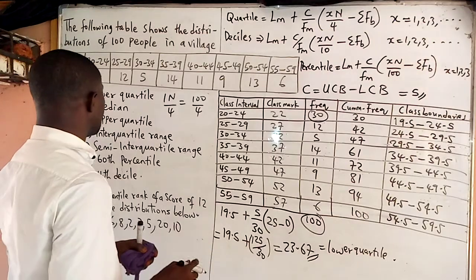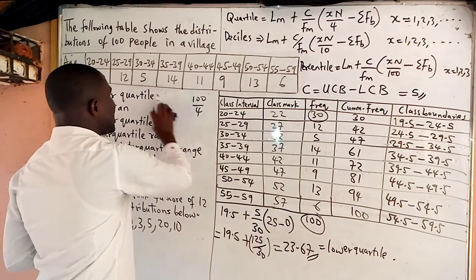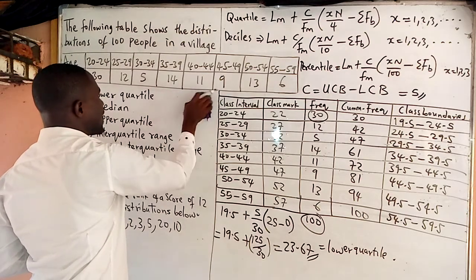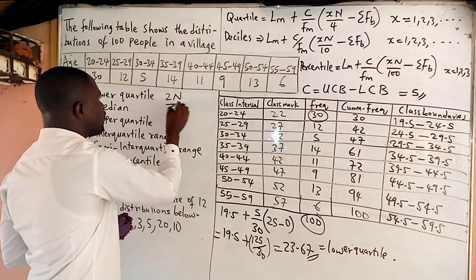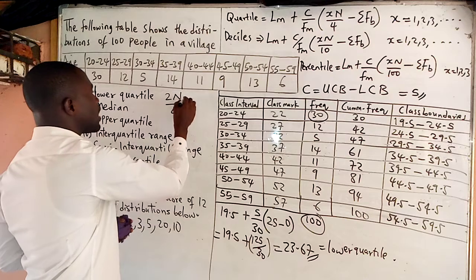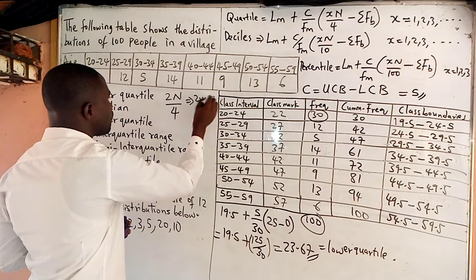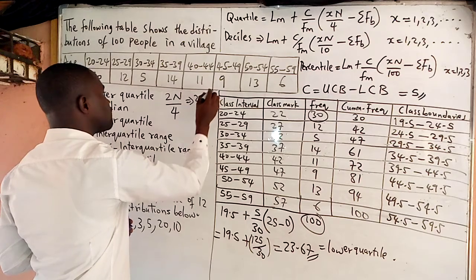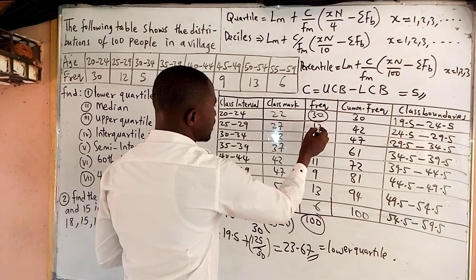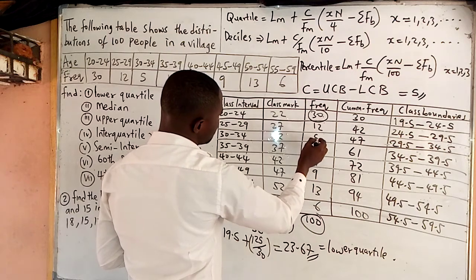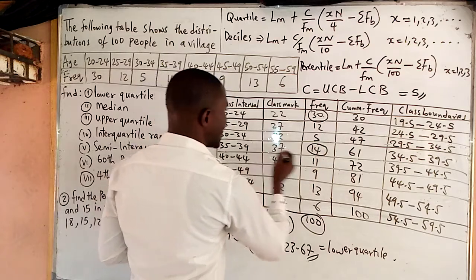Then we go to median. How do we get our median? Median means second quartile. That is 2n over 4. What is our n? 2 times 100 all over 4. 4 here, 1, 4 here, 25. 25 times 2 is 50. So 50. 30 plus this, 42 plus this, 47 plus. So 50 will fall inside this class.